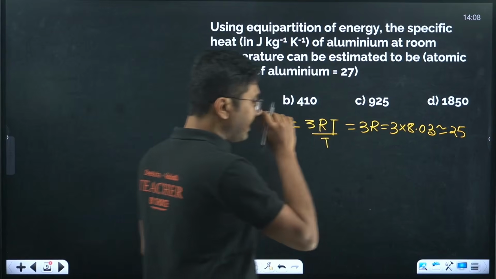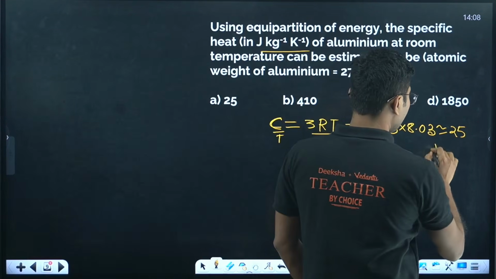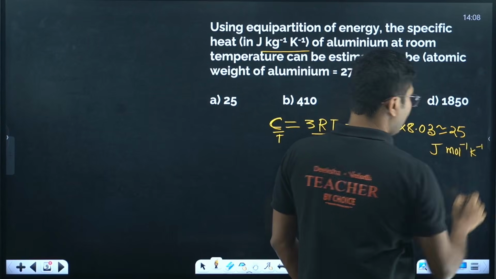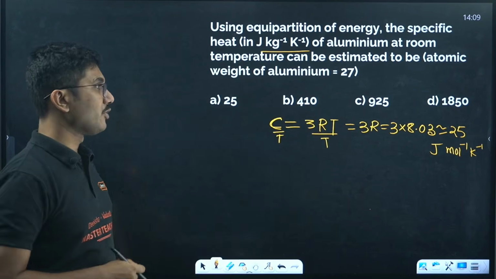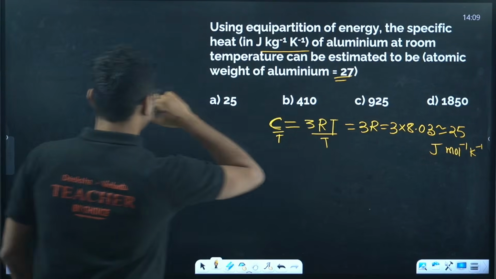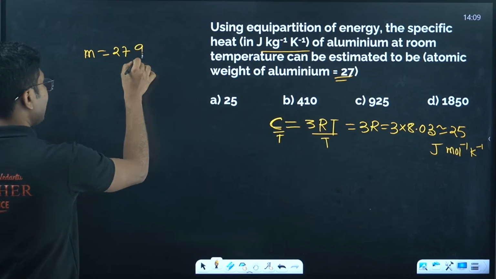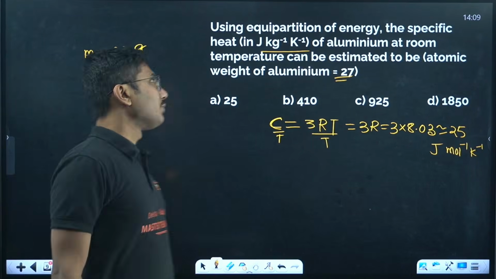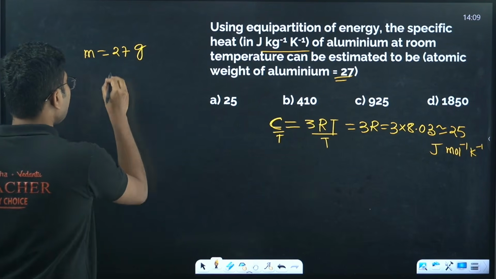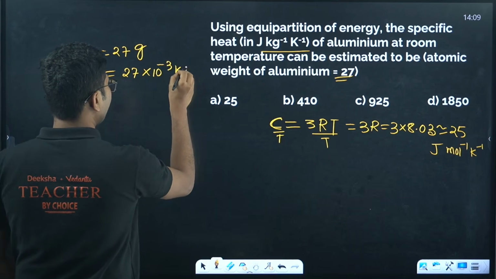Now this unit is not in joules per kg per Kelvin. It is in joules per mole per Kelvin. Now you have to convert this mole into kg. How to do that? We know that the molar weight is 27, and molar weight is represented in grams, right? So 1 mole of aluminium is 27 grams. That is 27 into 10 to the power of minus 3 kilograms.